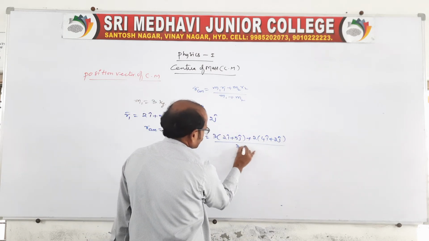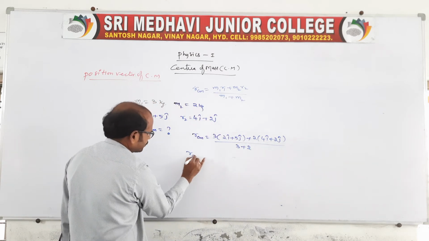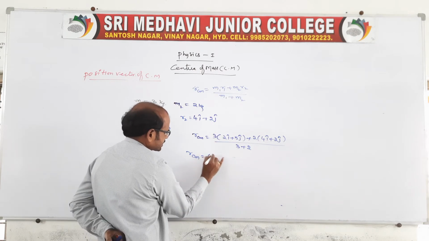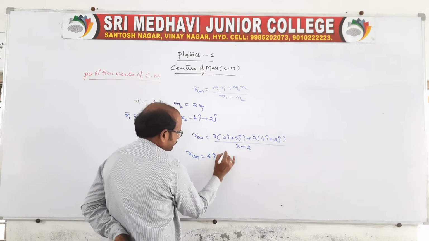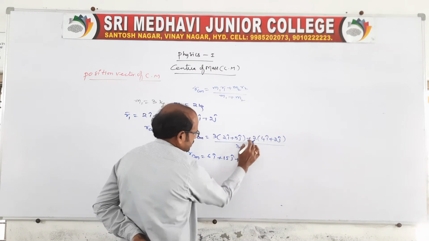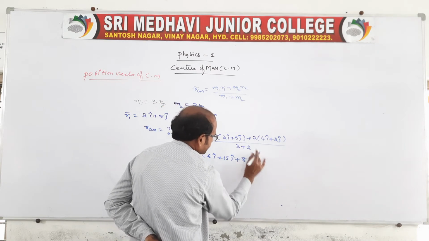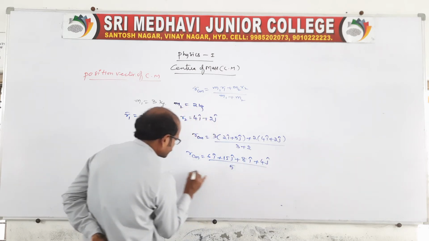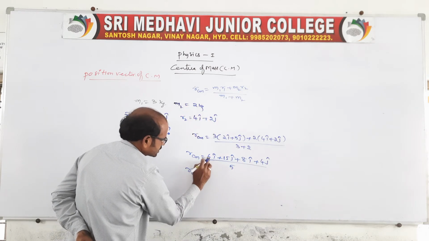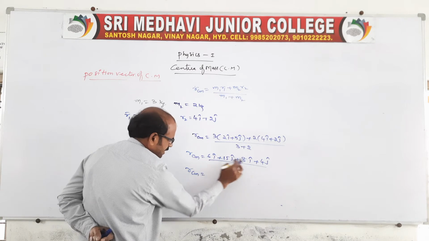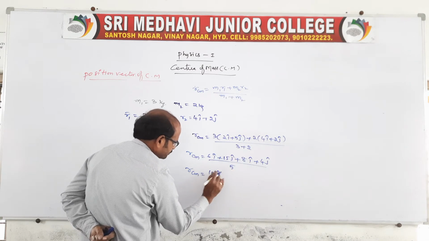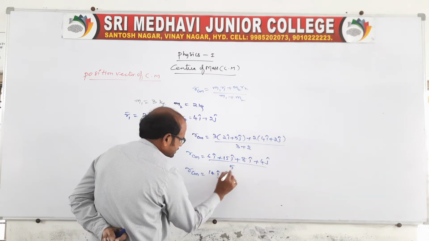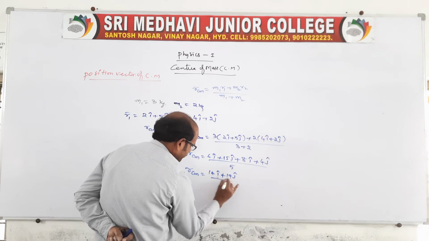So take the simple multiplication, that is 3 into 2, 6 i cap, 3 into 5, 15 j cap, plus 8 i cap, and 2 into 2, 4 j cap, by 5. So RCM is equal to 6 i plus 8 i becomes 14 i cap, right, plus 15 plus 4, that is 19 j cap, by 5.